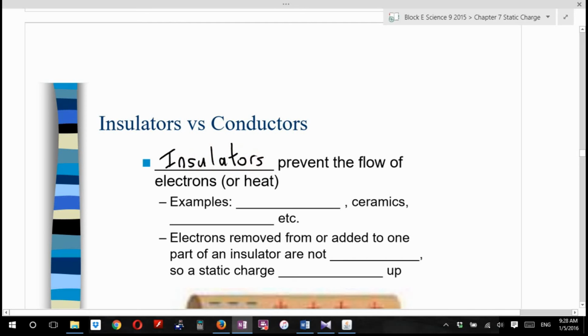Insulators prevent the flow of electrons or heat. What are some examples of insulators? One that we use an awful lot in industry is glass. Glass is a very good insulator and easy to make. Ceramics. Plastic. Rubber. That's why electricians wear rubber gloves or plastic gloves.